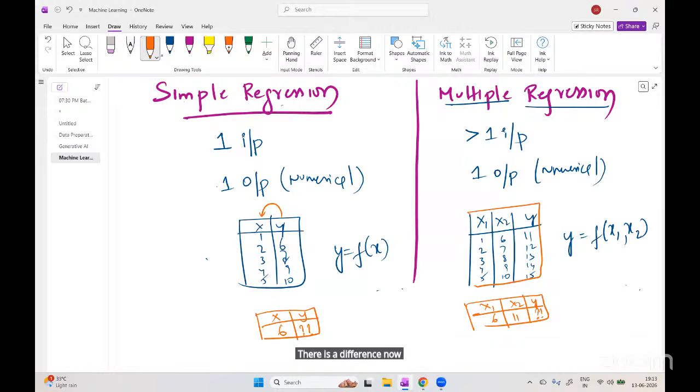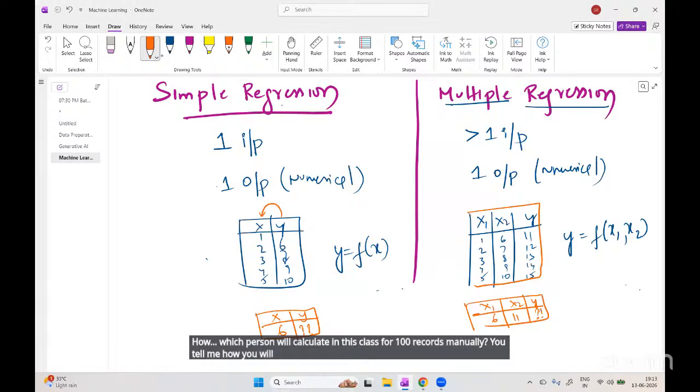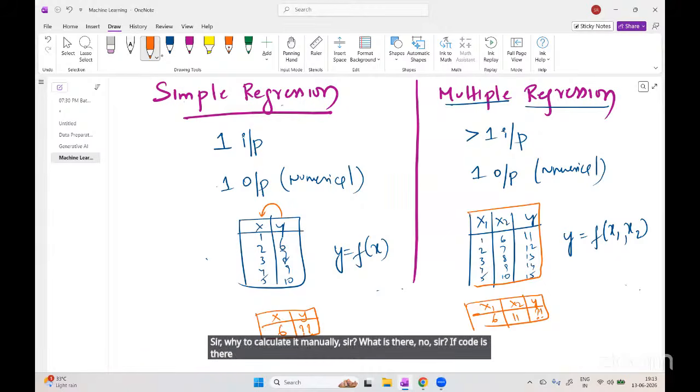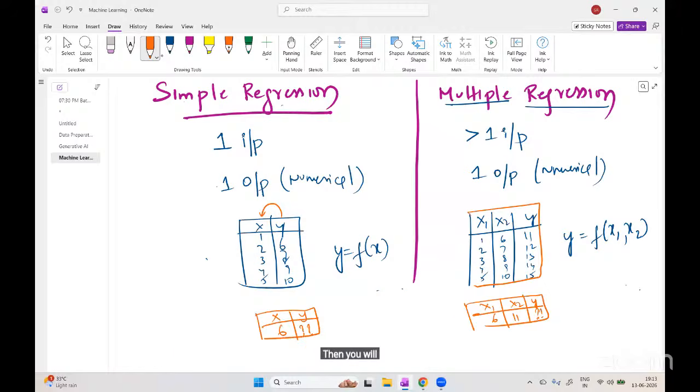How, which person will calculate in this class for 100 records manually? You tell me how you will calculate manually. Sir, why to calculate manually, sir? Code is there, no, sir. If code is there, how you'll understand what is the max behind that, and how you'll understand in what order they have invented, by what purpose they have invented, and why you have to change like that, how you can understand all these things. Then you will also become the robo blindly to do that one.